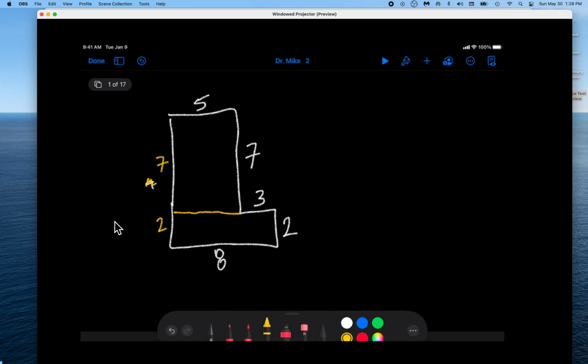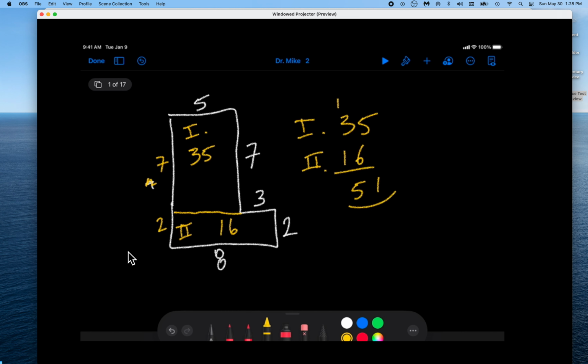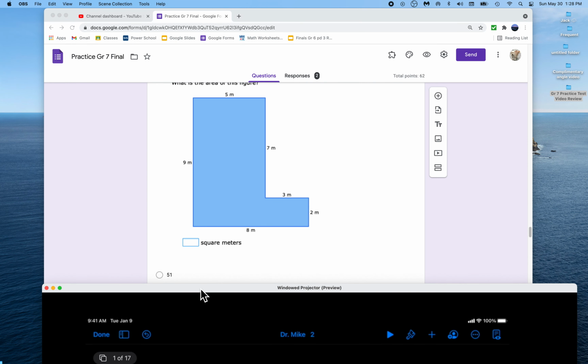Once we have it, we get rid of this. Do we have enough information to get the areas of these two rectangles? Do we have length and width? The answer is yes. 5 times 7 here is 35. 8 times 2 here is 16. Figure 1 is 35. Figure 2 is 16. We add them together. There's our answer. Let's see if it's there. There it is, right there, first choice.